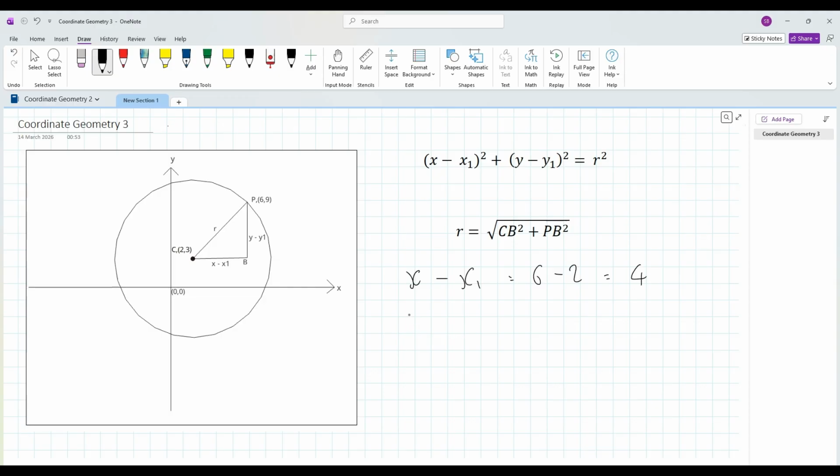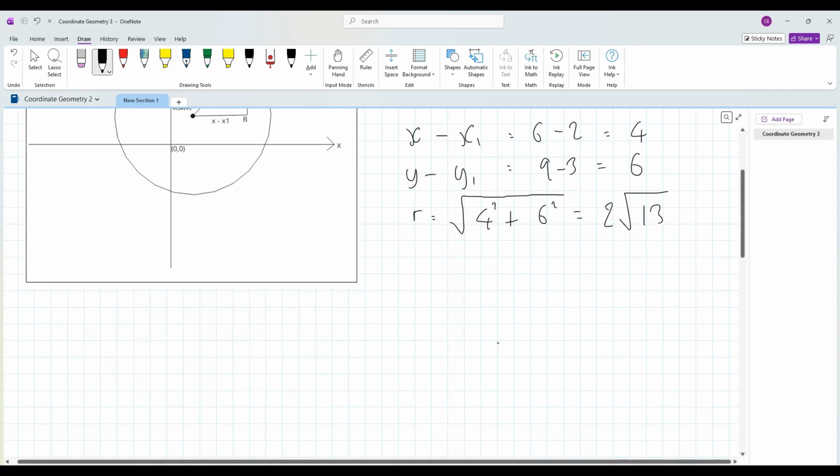And for the y, y minus y1 equals 9 minus 3 equals 6. Now, using Pythagoras theorem, the radius r equals the square root of 4 squared plus 6 squared, which equals 2 root 13.